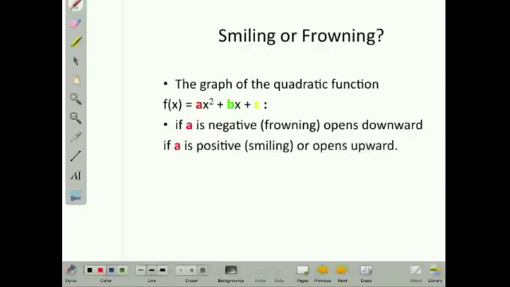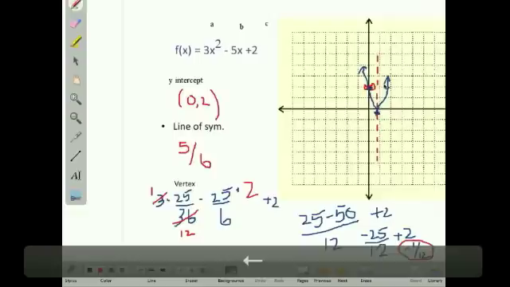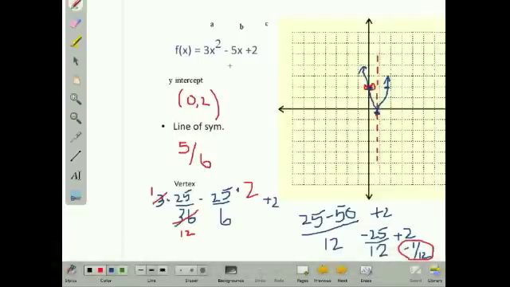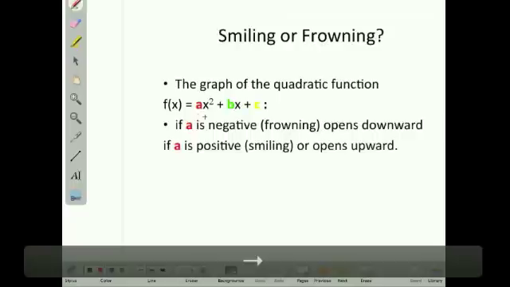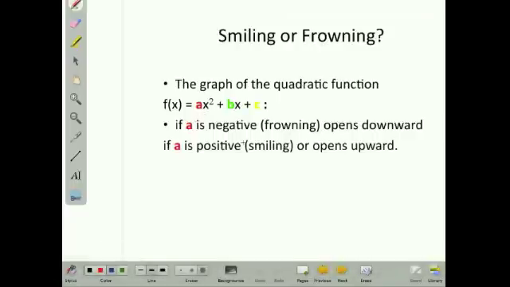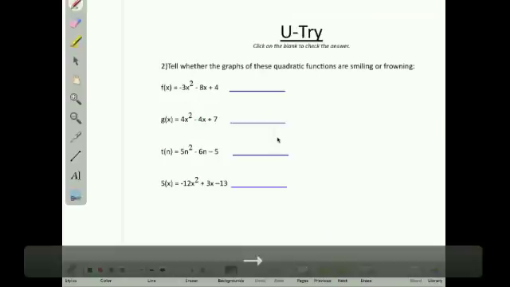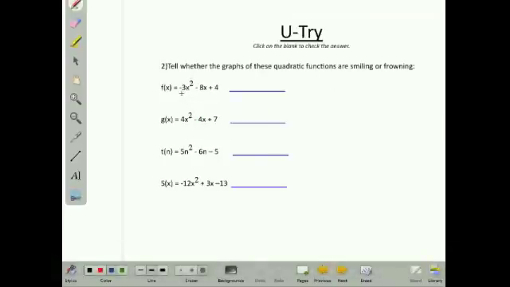Now, I know that my graph in this case is smiling. Notice that it's opening up because this A is positive. So in the case A is positive, if the A were negative, it would be frowning, or it opens downward. So let's go ahead and go through this. I know that this graph is going to look like it's frowning because the a is negative. I know that this graph is going to be a smiling face because the a is positive. This a is positive. And finally, this a is negative, so it's going to open down.